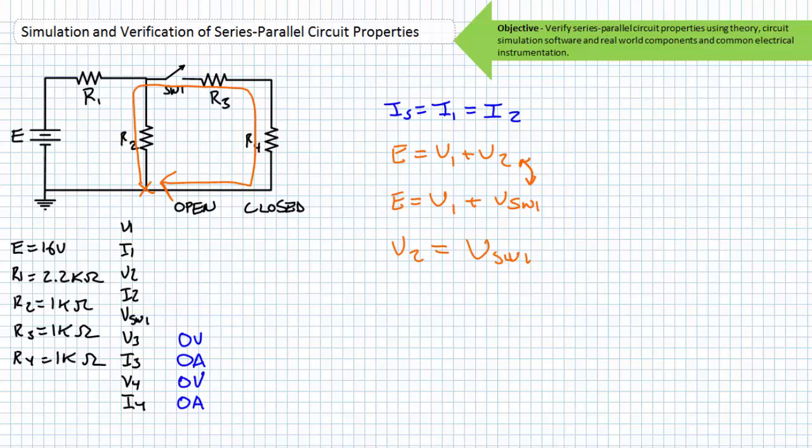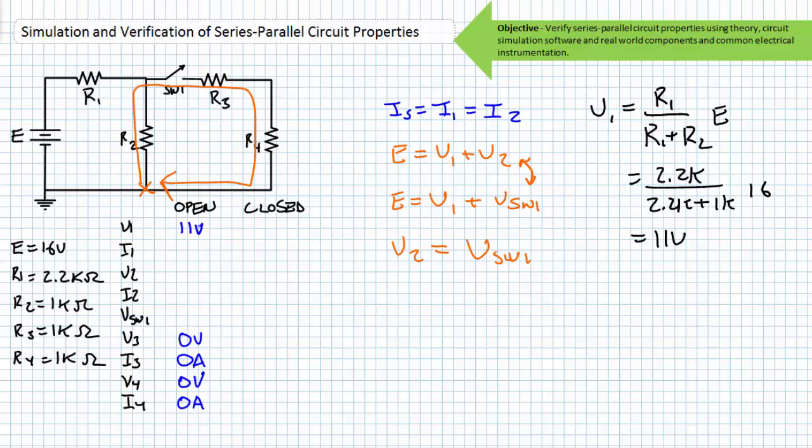I'll solve for V1 using the VDR. The VDR setup to solve for V1 is as follows. Substituting in the necessary values, we find V1 to be 11 volts. We can use KVL or another repetition of the VDR or Ohm's law to solve for V2. Our earlier KVL analysis suggests that E equals V1 plus V2. Substituting in the given value of E and the calculated value of V1 and solving for V2, we find V2 to be the remaining 5 volts.